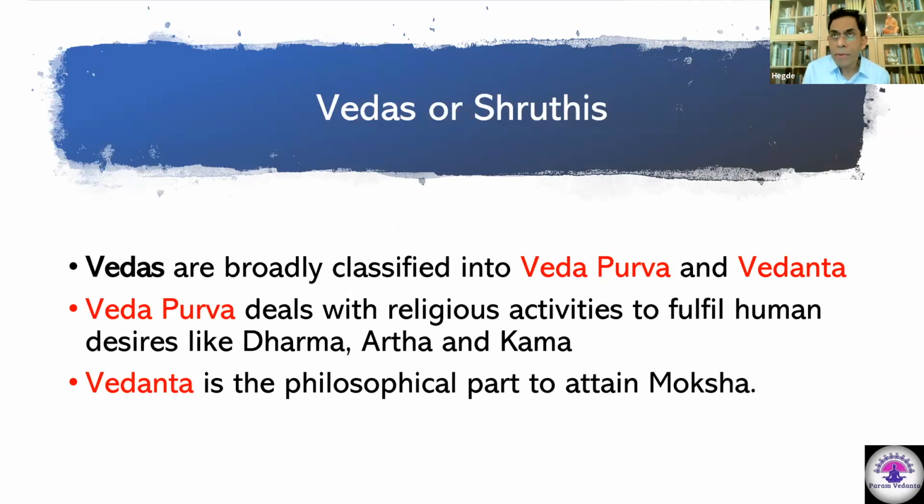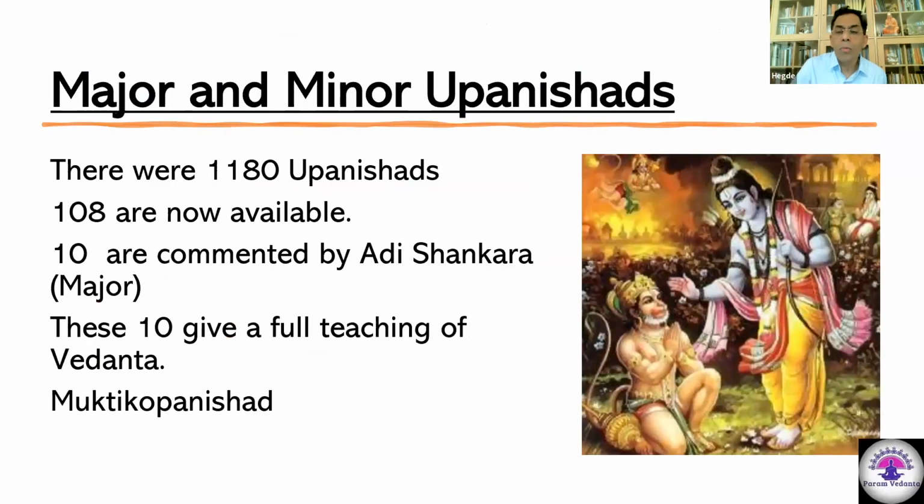The Vedas can be broadly classified into Veda Purva and Veda Anta, and Adi Shankara speaks of them as two separate texts, two different Anubandha Chatustaya. Veda Purva deals with various religious activities to fulfill our goals of Dharma, Artha, and Kama. Vedanta is the philosophical part of the Vedas, which helps us to attain Parama Purushartha or Moksha.